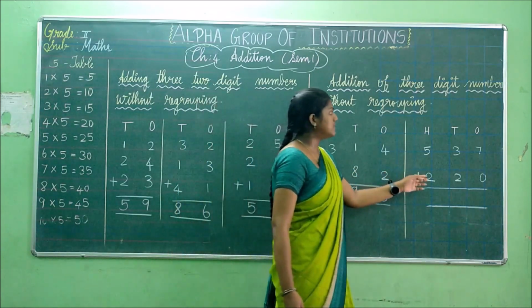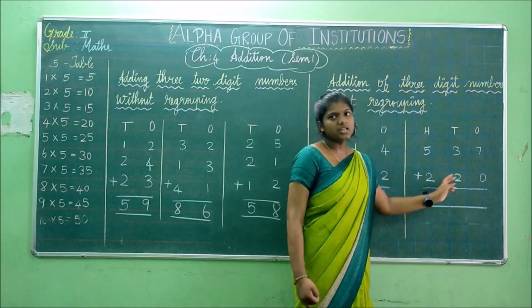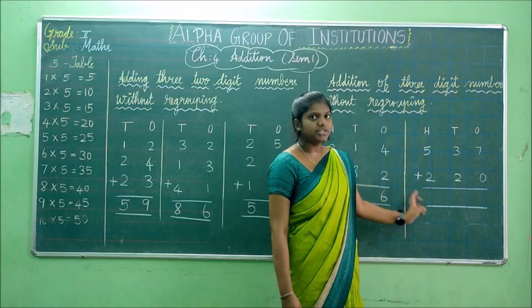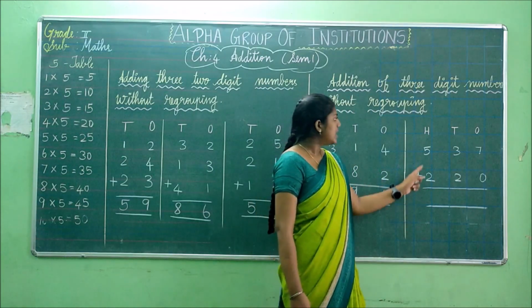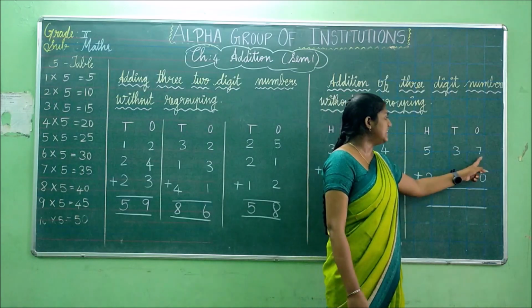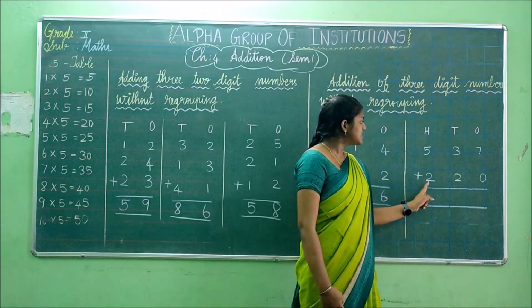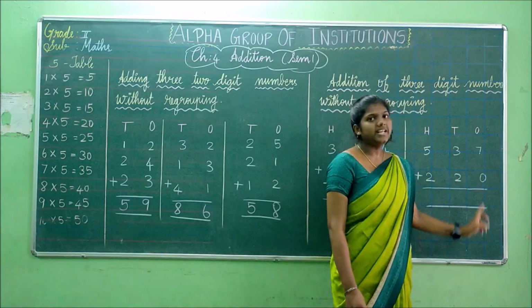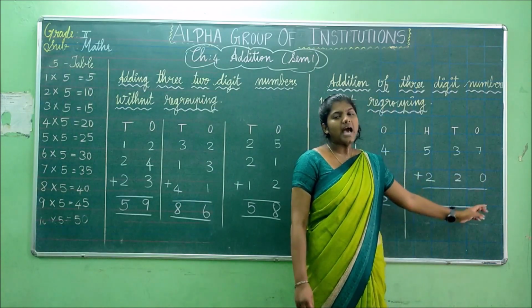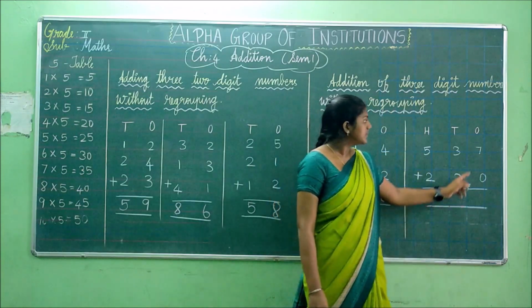Okay. Next we are going to see the second example. Here also we are having a 3-digit number. Shall we read the numbers first? 537. Next 220. So first we are going to add the ones place.